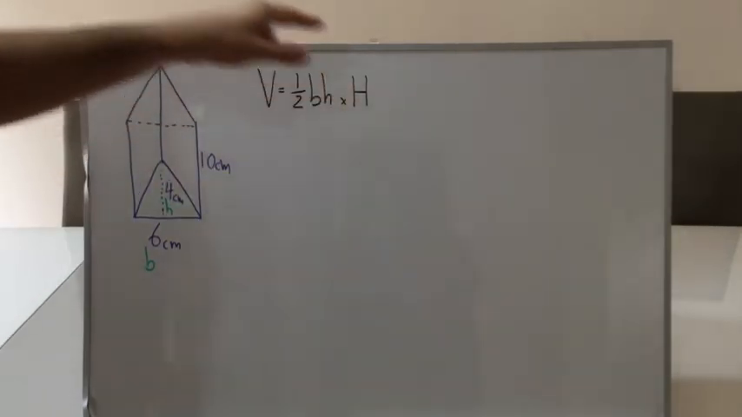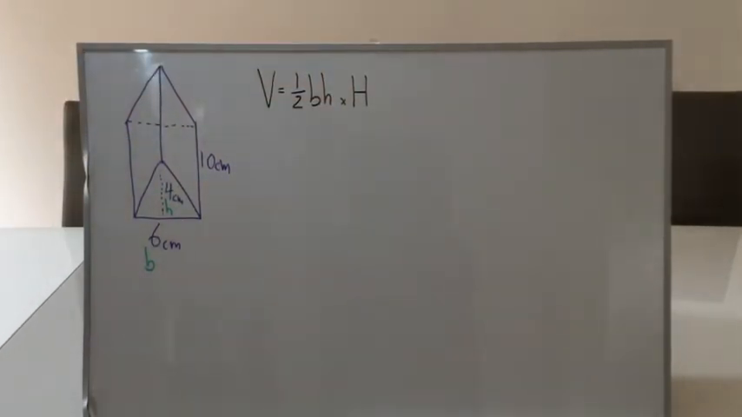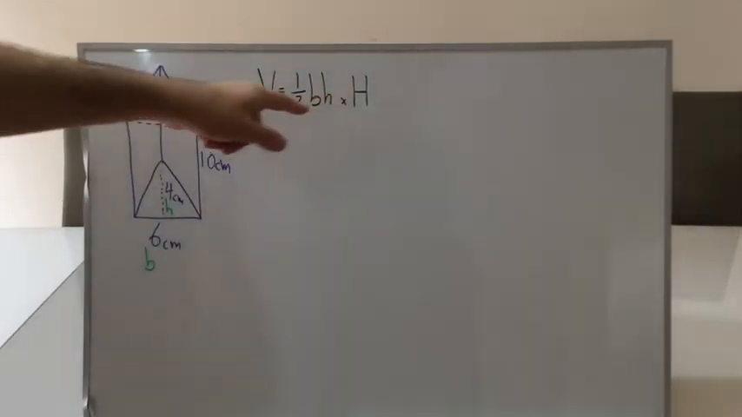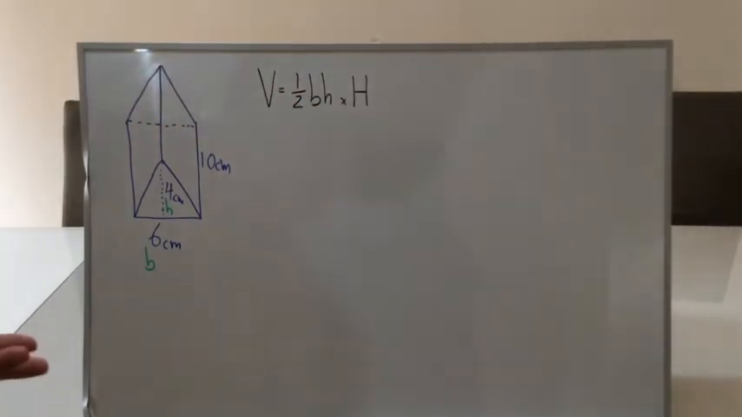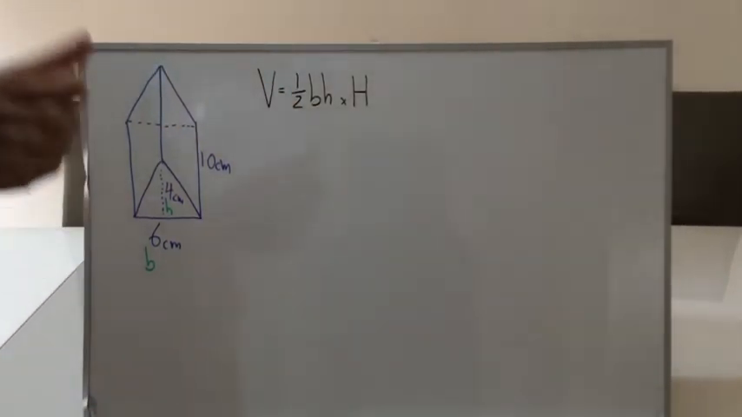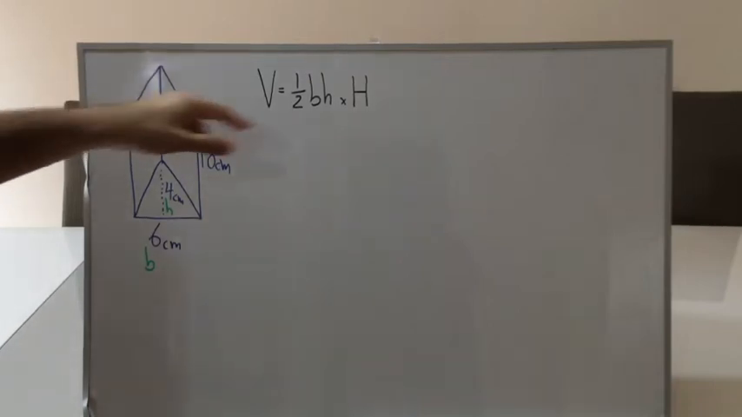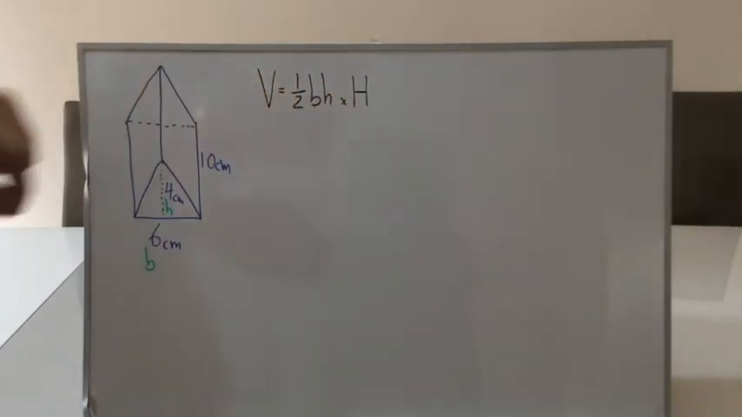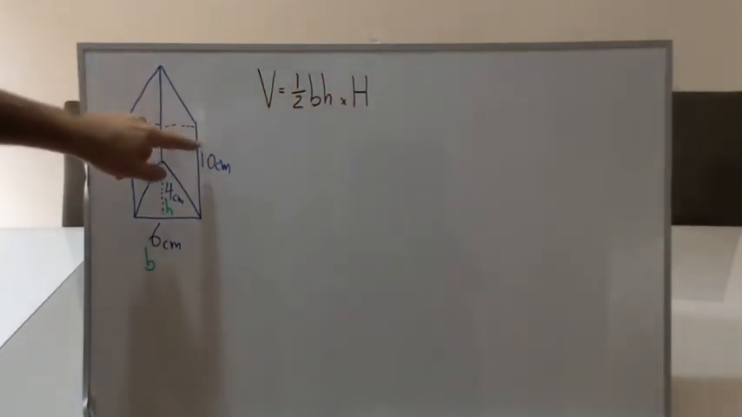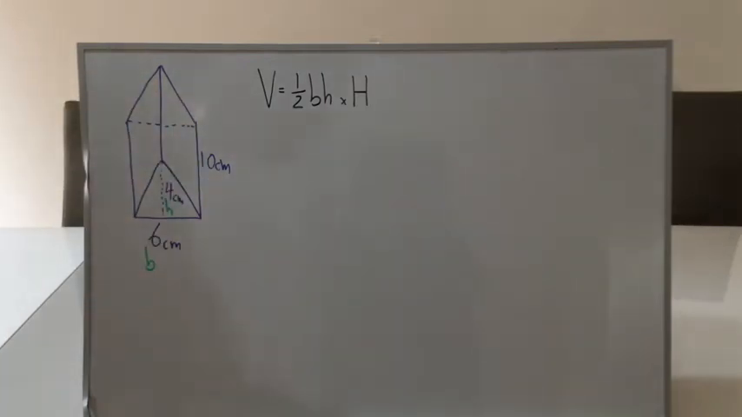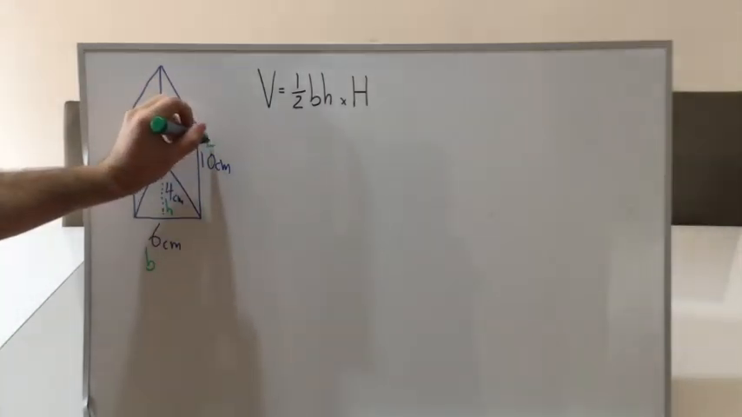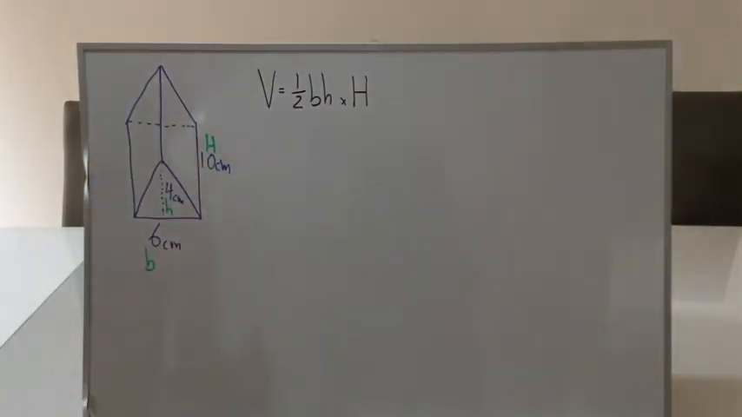Now, this capital H, and you might want to make a note of this on your formula sheet, yeah, it sort of does stand for height. But if you want to be more specific, I would write down on your formula sheet, the capital H stands for the distance between the two triangles. So the capital H is always the distance between the two triangles.